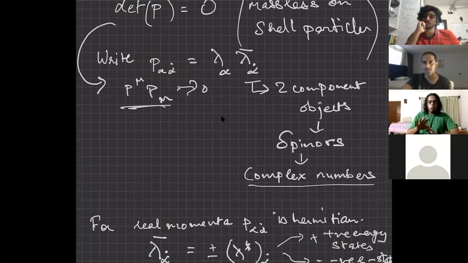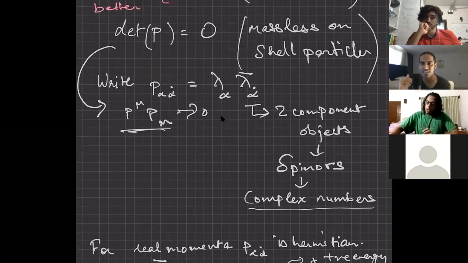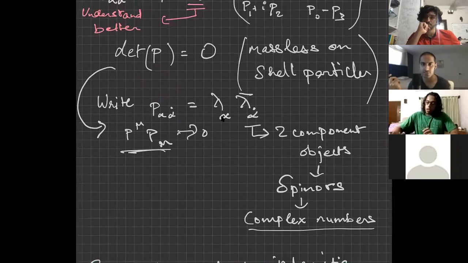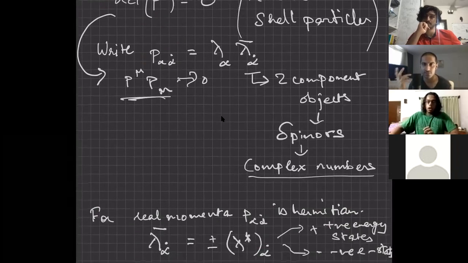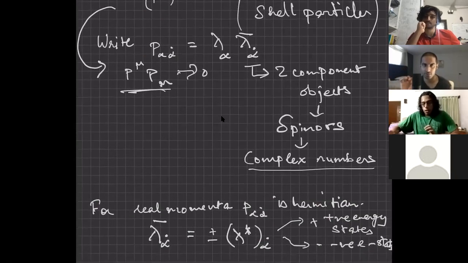This is because you're taking the complex space into, allowing complex numbers to represent momentum. No, it's because the determinant is 0. So the fact that you can split it means it has lower rank, right? If it had full rank, you couldn't do this. This is why it's important that you have a massless particle.